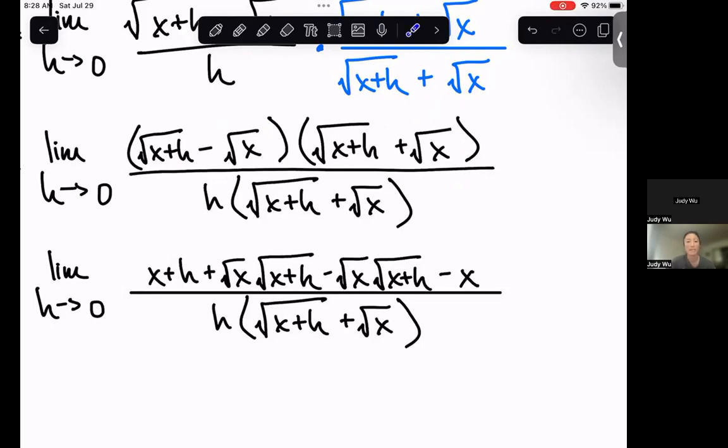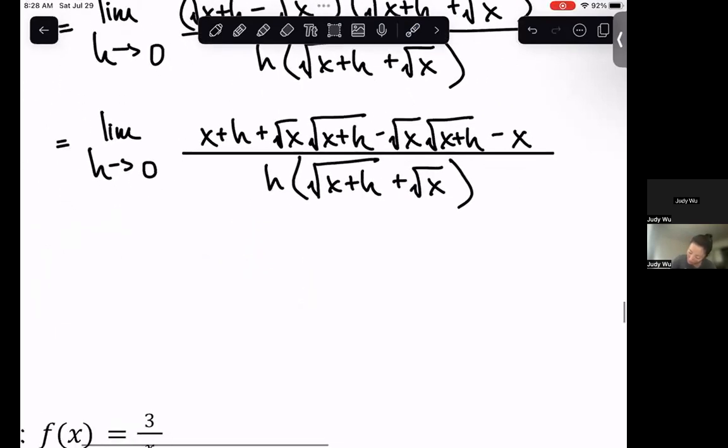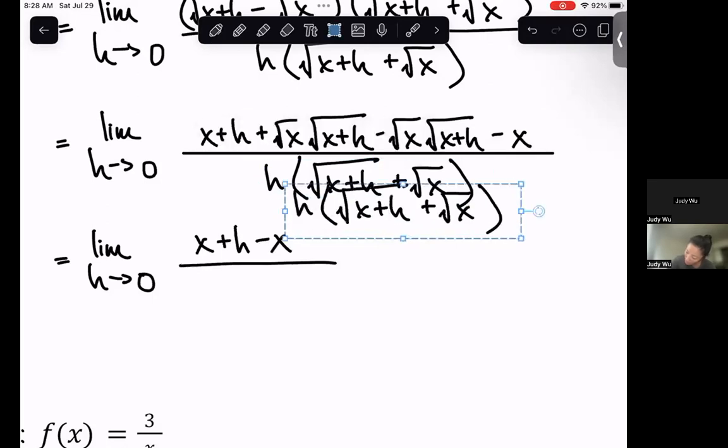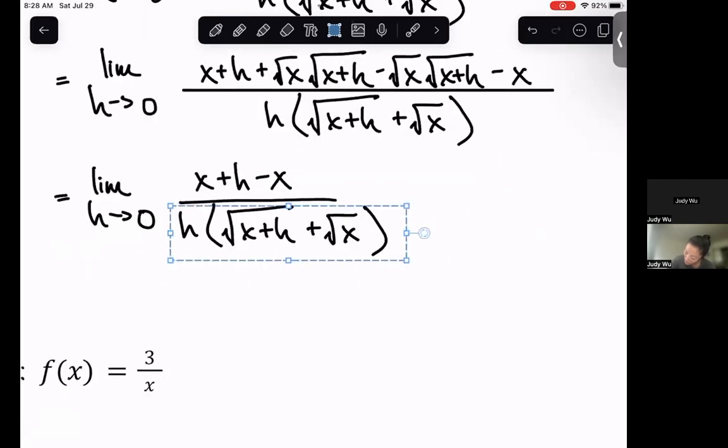Now, the reason why I said let's not worry about how we simplify the outer and inner terms is because they're exactly the same. And so at this point, positive and negative versions, those go to 0. And so instead, my numerator is this. Limit as h approaches 0, x plus h minus x all over our denominator.